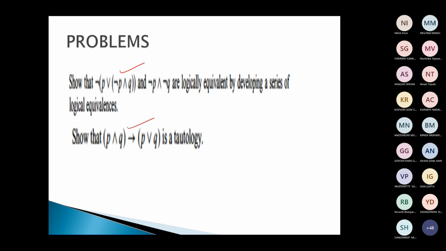Can you logically argue why P and Q implies P or Q is a tautology? Okay, I'll come to that later. So let us take this: P and Q tends to P or Q.